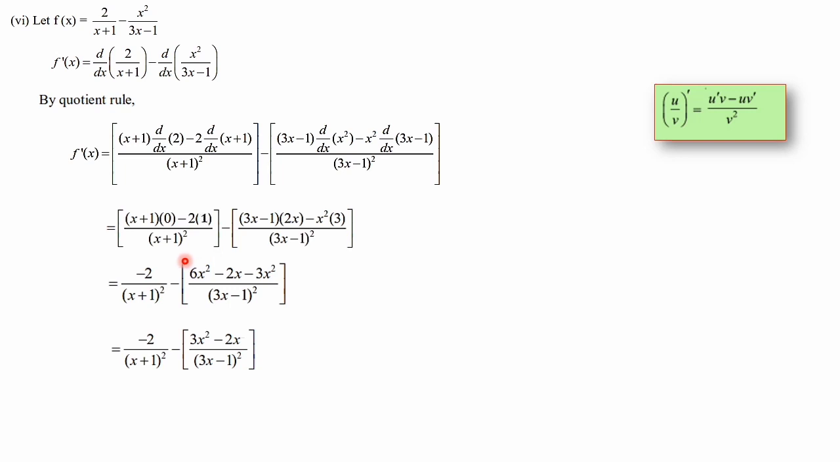Here 6x square minus 3x square are like terms. 6 minus 3 is 3, so we get 3x square. Here only minus 2x is left. We can write it. Then minus 2 by (x plus 1) the whole square minus, in these two terms x is common. We can take x out. Then the remainder is 3x minus 2. So x into (3x minus 2) by (3x minus 1) the whole square.